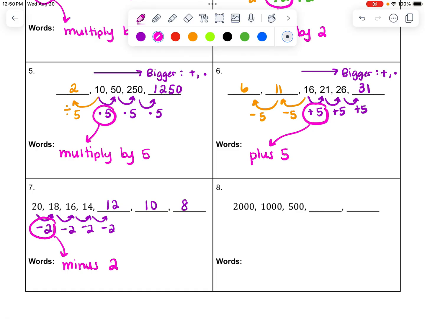And for problem number 8, to go from 2,000 to 1,000, my numbers are getting smaller. So I'm going to try dividing. If I divide again, I get 500. So I will continue to divide: 250 and 125. My words would be divide by 2.